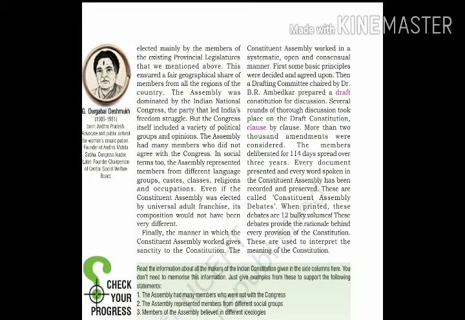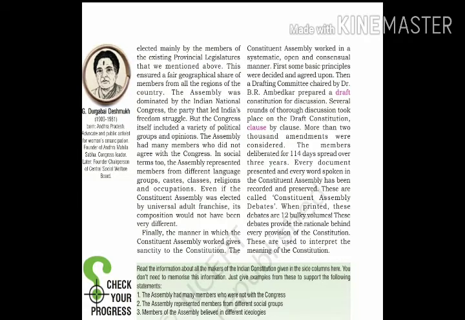Why should we accept the Constitution made by this Assembly more than six decades ago? The Constitution does not reflect the views of its members alone, it expresses a broad consciousness of its time. The second reason for accepting the Constitution is that the Constituent Assembly represented the people of India. Finally, the manner in which the Constituent Assembly worked gives us satisfaction in the Constitution. The Constituent Assembly worked in a systematic, open and conscientious manner.